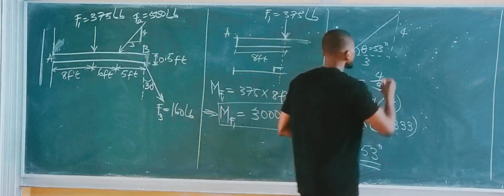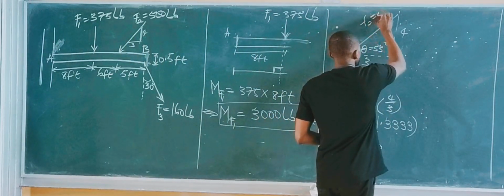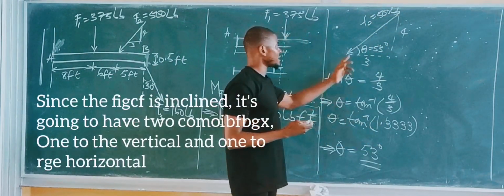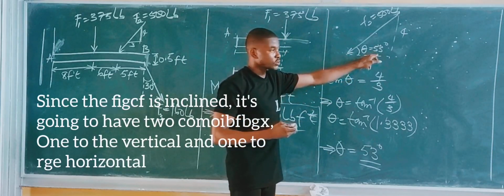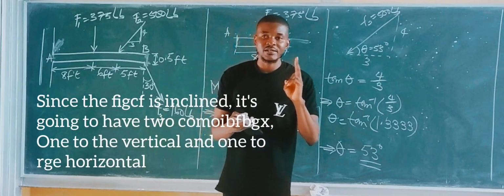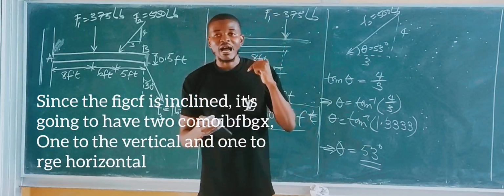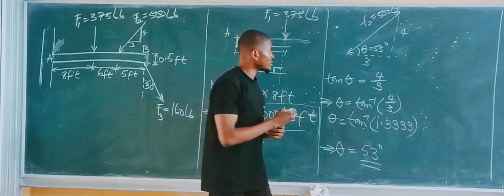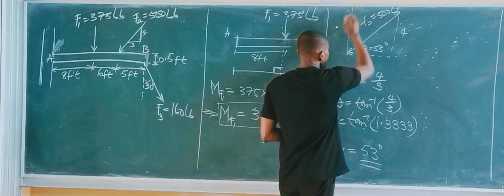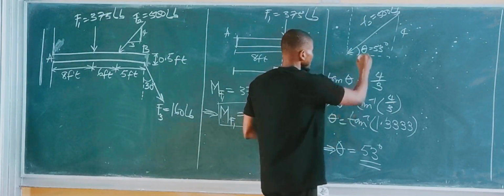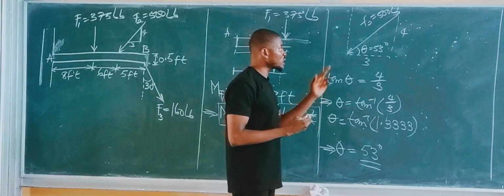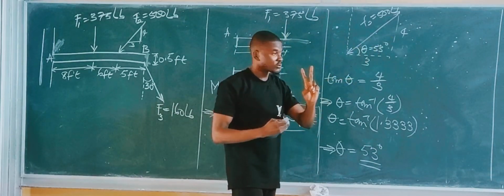So for F2 equals 500 pounds, this force is actually inclined at 53 degrees to the horizontal. Now, it means that this force is going to have two components. One component to the horizontal and the other component to the vertical. Because if here is 53 degrees, I can trace an imaginary line. This becomes the vertical component of the force. And resolving this force in the x-axis becomes the horizontal component of the force. So this force is inclined in two dimensions.